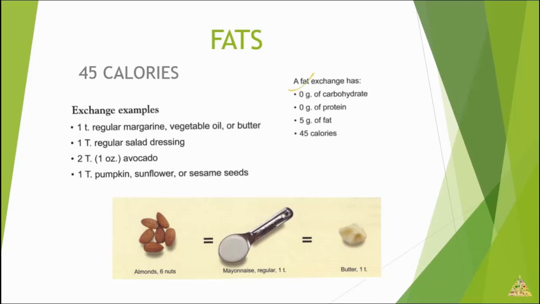The examples of one exchange is 1 teaspoon of regular margarine, vegetable oil, or butter, 1 tablespoon of regular salad dressing, 2 tablespoons of avocado or 1 ounce, and 1 tablespoon of pumpkin, sunflower, or sesame seeds. So as you look at it, 6 almonds is 1 serving, is equal to 1 teaspoon of regular mayonnaise, is equal to 1 teaspoon of regular butter.